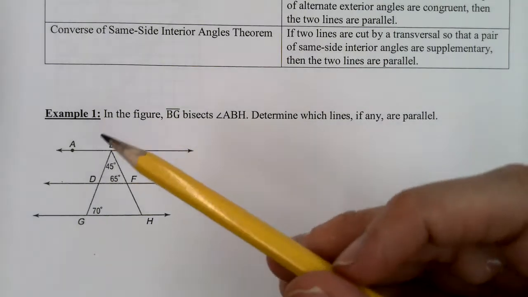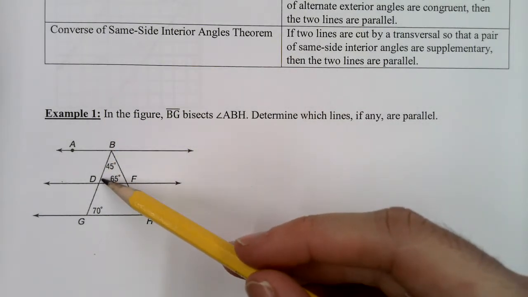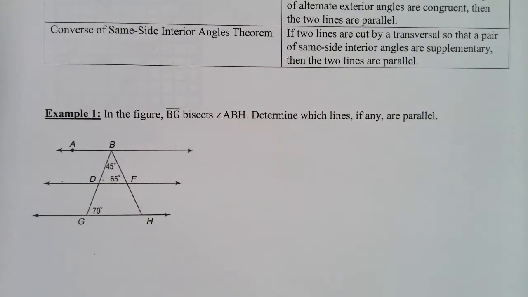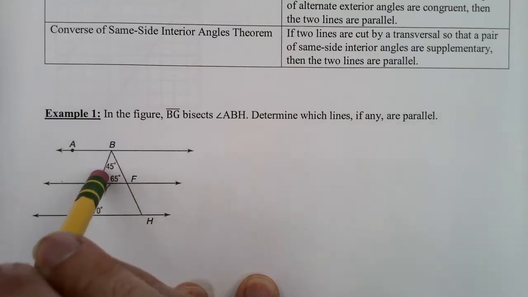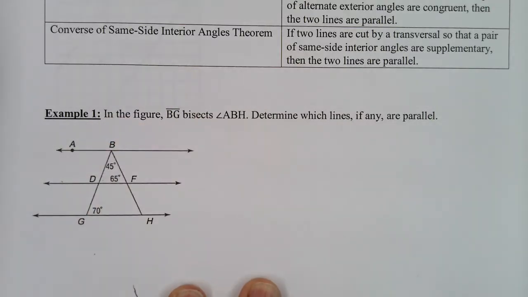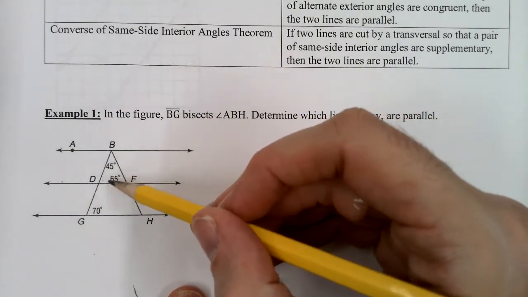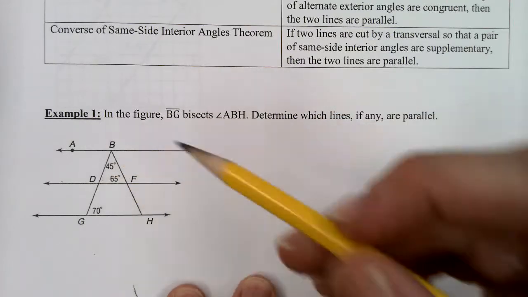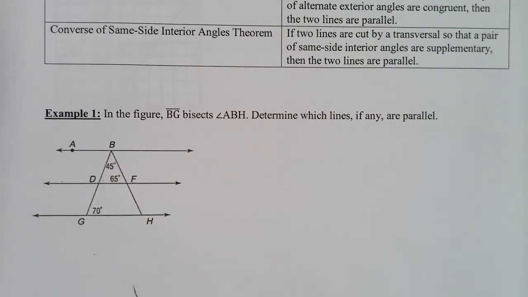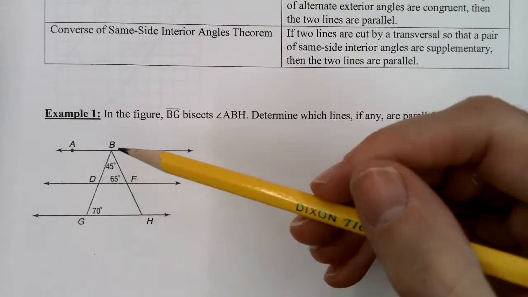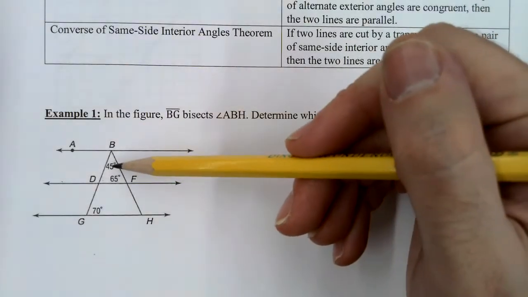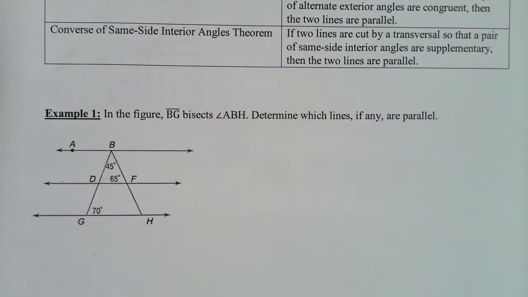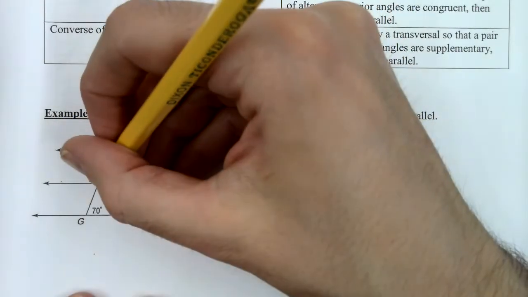So let's see if we can find this angle right there, angle BDF. We should be able to get that angle right away because we have a triangle, and the triangle angle sum theorem says that all the angles in a triangle always add up to 180. So if those 2 angles labeled in the triangle are 65 and 45, that means they add up to 110, which means this missing angle right here has to be 70. So let me label that as 70.